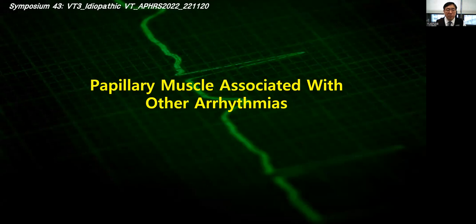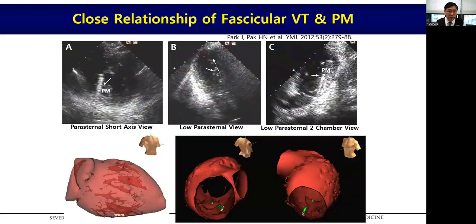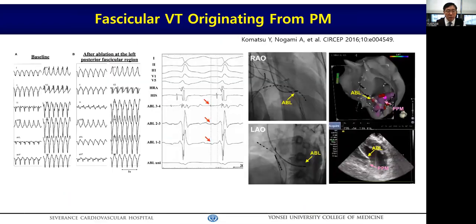Finally, I would like to mention that PAP ventricular arrhythmia could be associated with other arrhythmias. In a patient with idiopathic fascicular ventricular tachycardia, we previously reported that the successful ablation site of this reentrant tachycardia exists around the base of the posterior PAP. And Komatsu and Nogami systematically proved that fascicular VT originated from the papillary muscle.